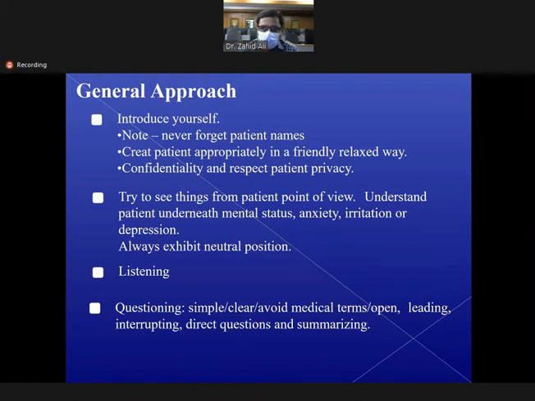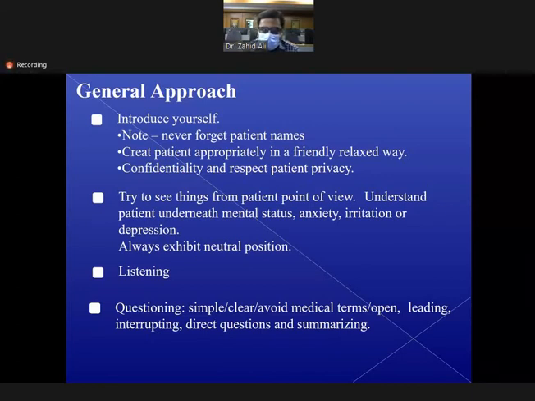Greet the patient appropriately in a friendly, relaxed way. Maintain confidentiality and respect the patient's privacy. Try to see things from the patient's point of view. Understand the patient's underlying mental status. He may be in anxiety, irritation, or depression. Always exhibit a neutral position. You should be a good listener while you're taking the history.